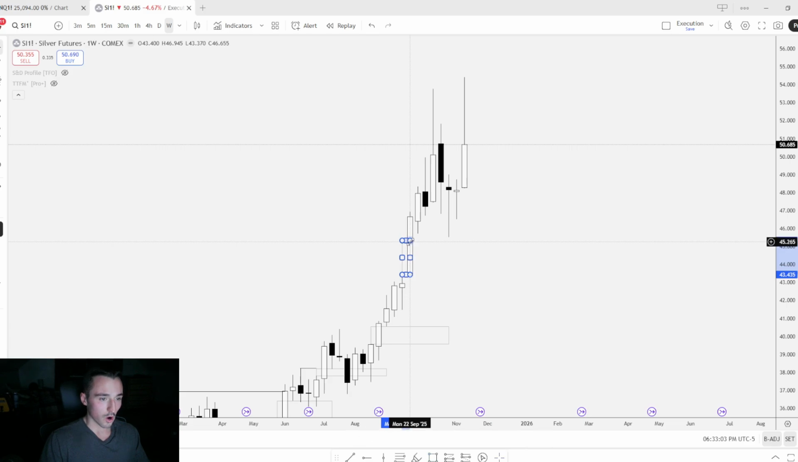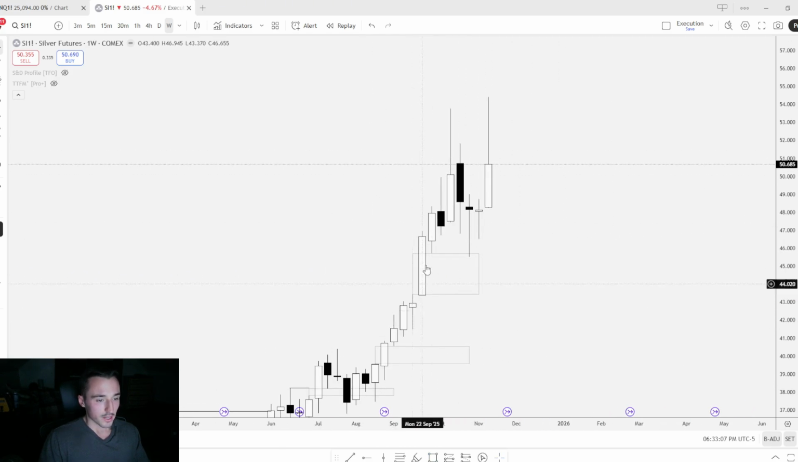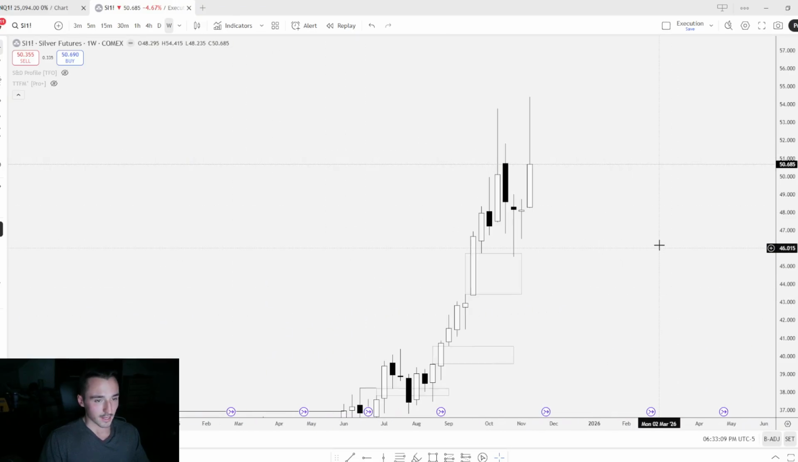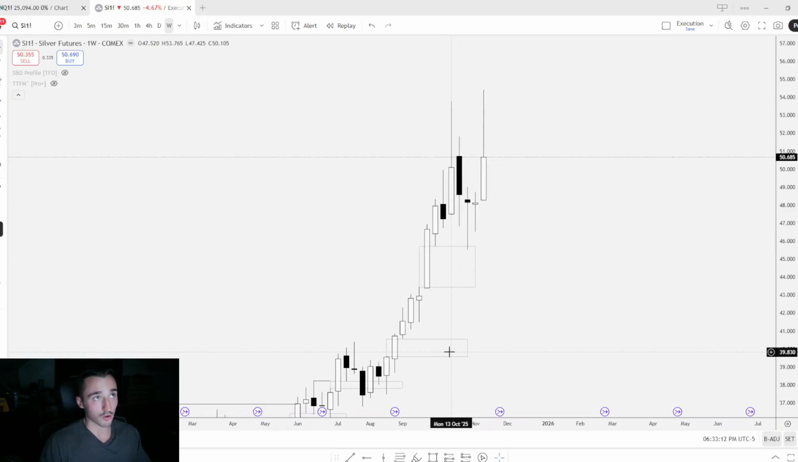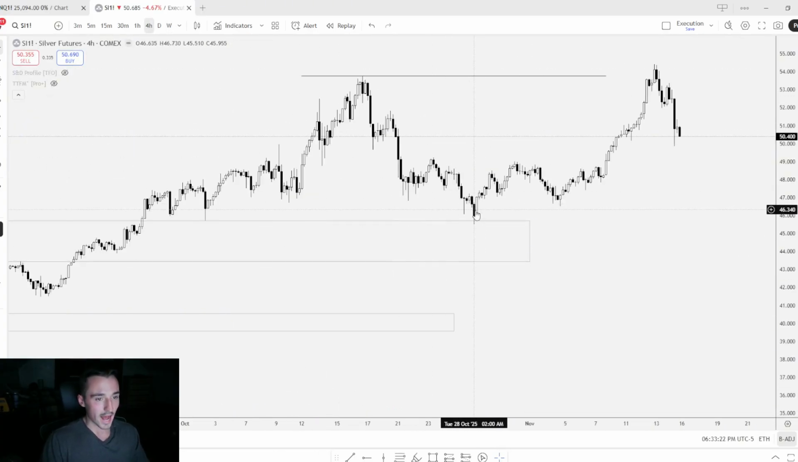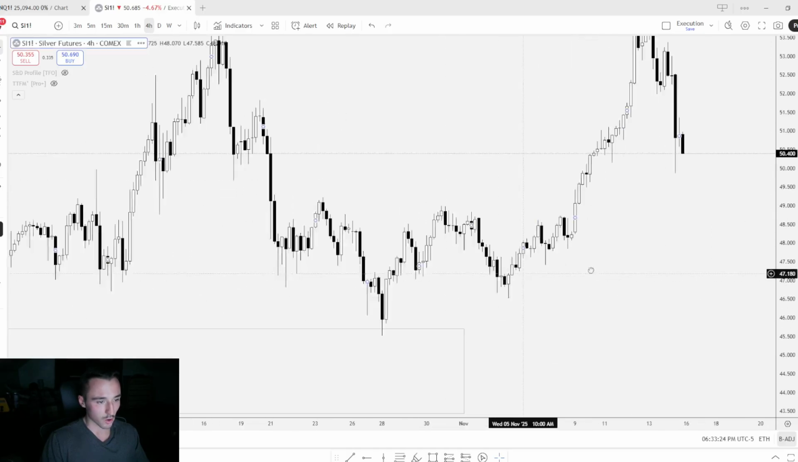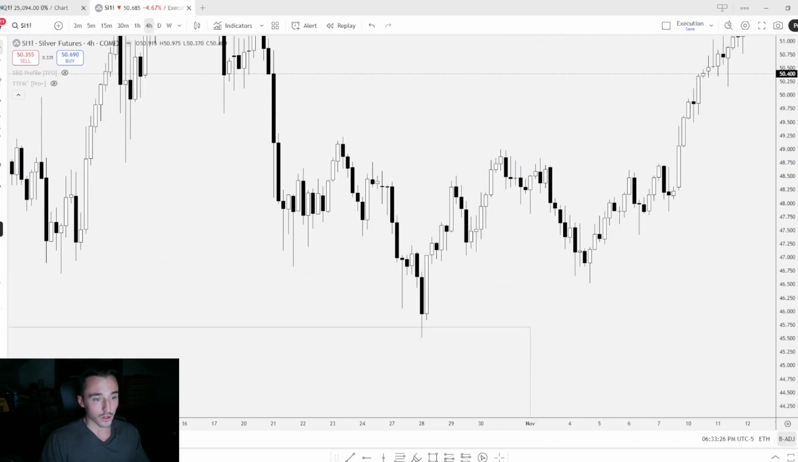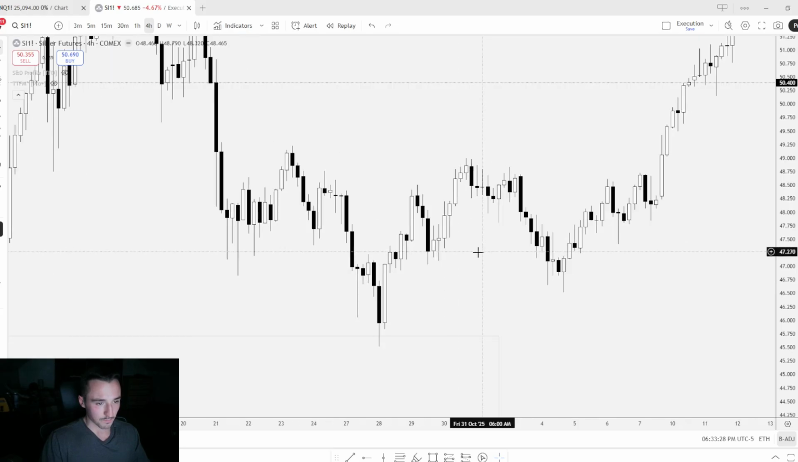Well, since we're at all-time highs, right? This is whenever silver went on an absolute rampage. Right, so we come up, we absolutely blast through all-time highs. So external range liquidity is taken. We tap into internal range liquidity here, and then we take external range liquidity. Right, so this is all it is. So if we head down to the 4-hour, we tap into this internal range liquidity. Right, so we're going to look for a reaction off of it.